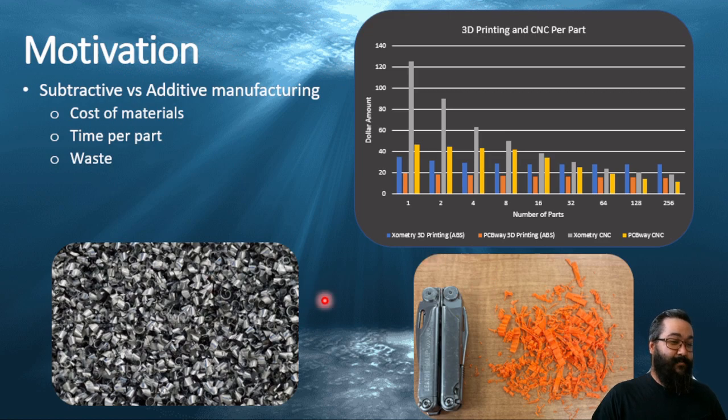If we look at the bottom, there are two pictures that represent the waste of the material that's used. The bottom left is typically the waste that you'll have for subtractive manufacturing, and the right is what you will have for additive manufacturing. So very little waste compared to subtractive.